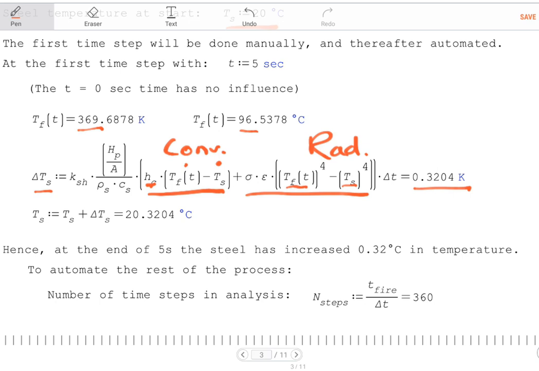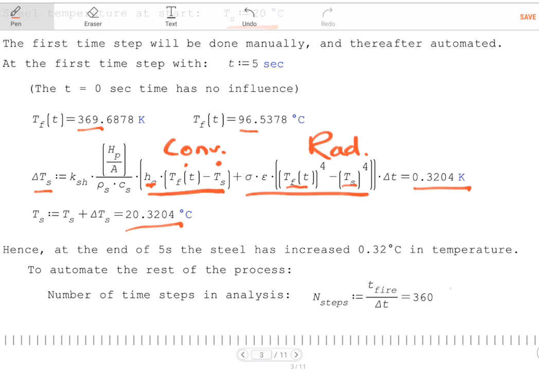So as I said, we've got our convective and radiative heat transfer. That gives us a total heat flux inside the brackets, and then we multiply it out to account for the section and how much of that energy is absorbed. And we find it's 0.32 degrees Celsius in that first step. So that's our temperature at the start of t equals 5, and during that next 5 second step, that's how much it heats up. Hence, at the end of the 5 second step, the steel has increased by 0.32 degrees Celsius.